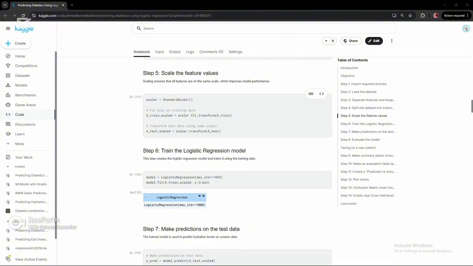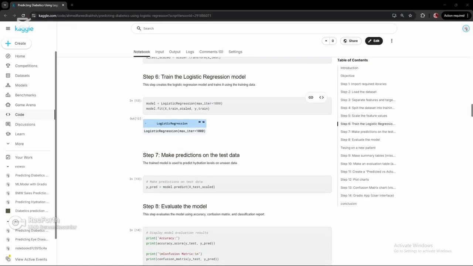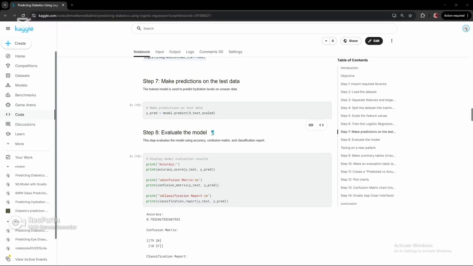Here I created the logistic regression model with max_iter set to 1000 to ensure convergence. I then trained the model using the scaled training data, and at this stage the model learns the relationship between the medical features and the diabetes outcome. After training, I used the model to make predictions on the test dataset. These predictions are stored in y_pred and are later used for evaluating model performance.